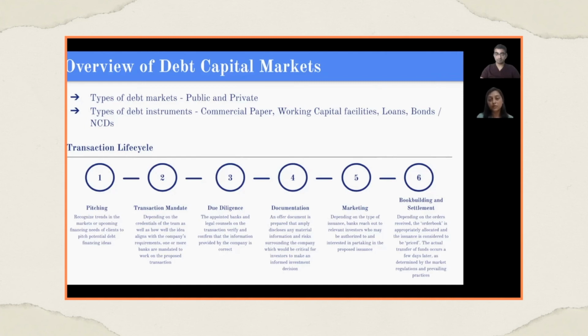Where I specifically focus is US dollar debt that is issued by Indian entities. The typical transaction lifecycle that I usually deal with starts with reaching out to the client, pitching to them and presenting a particular idea that may be suited to their needs at that time, or that may be catching favor with other companies in that domain. We would speak to them to gauge their interest and check how it aligns with their internal requirements.